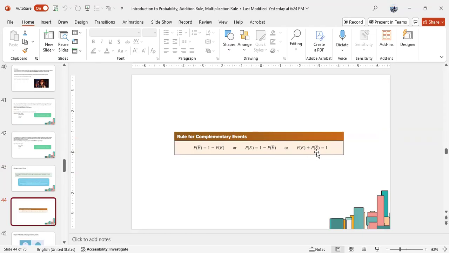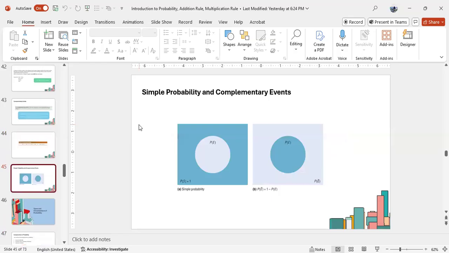This formula is used to calculate the probability of the event or the complement if one or the other is known. We do this by subtracting from 1. If we have the probability of an event, we subtract this probability from 1 to get the probability of the complement, or if we have the probability of the complement, then we subtract this probability of the complement from 1 to get the probability of the event itself. This is the pictorial representation of whatever I told in the complementary events. We'll come back to this slide if we are left with some time.